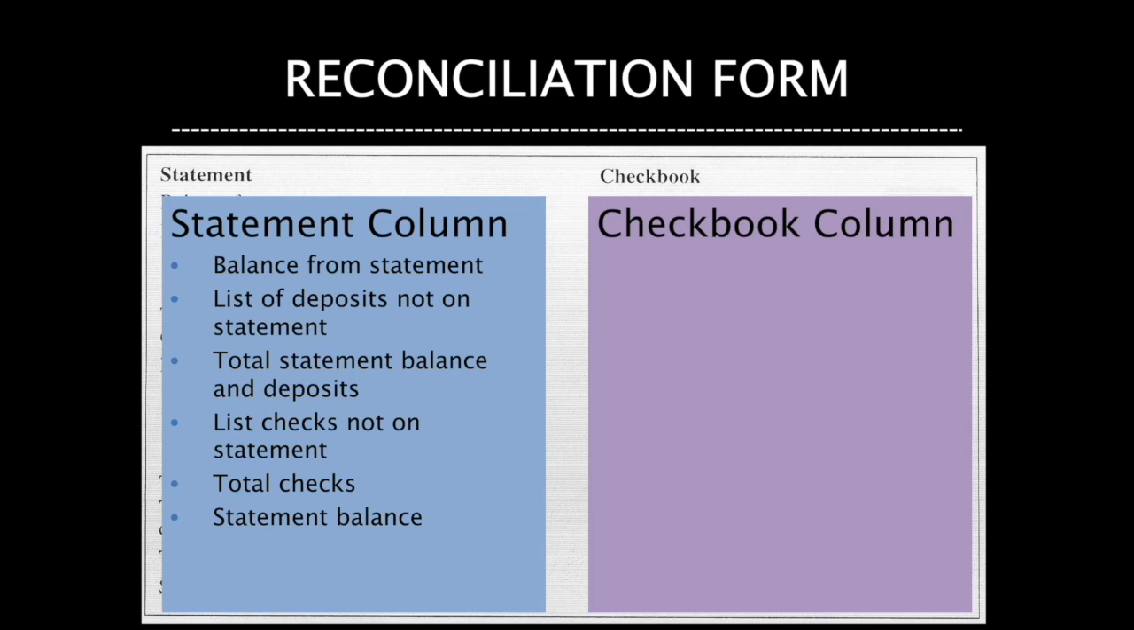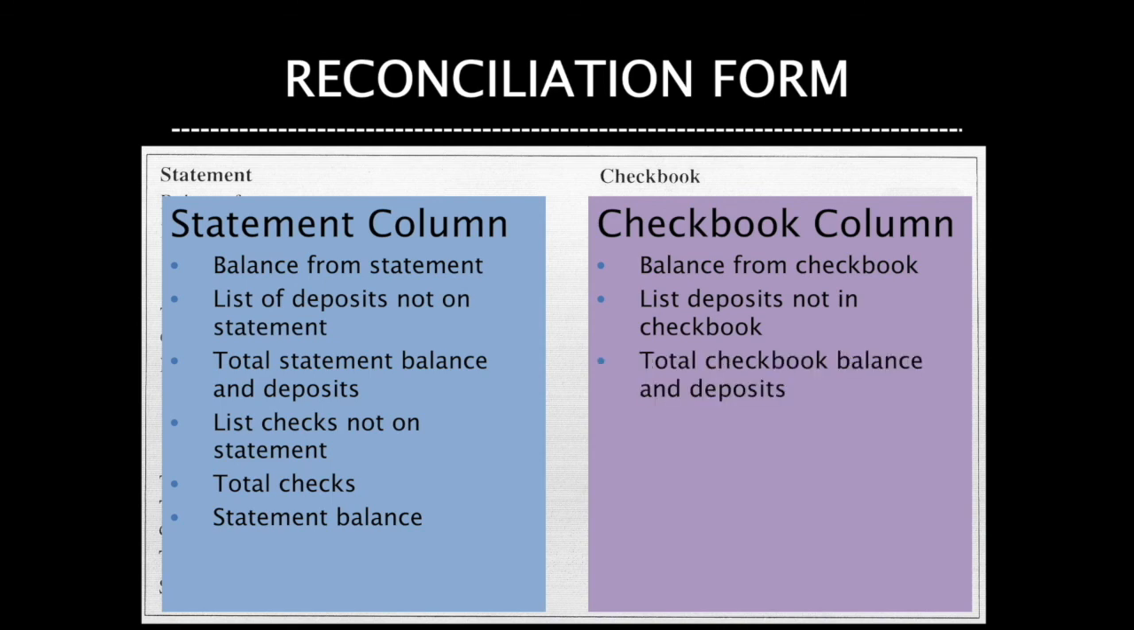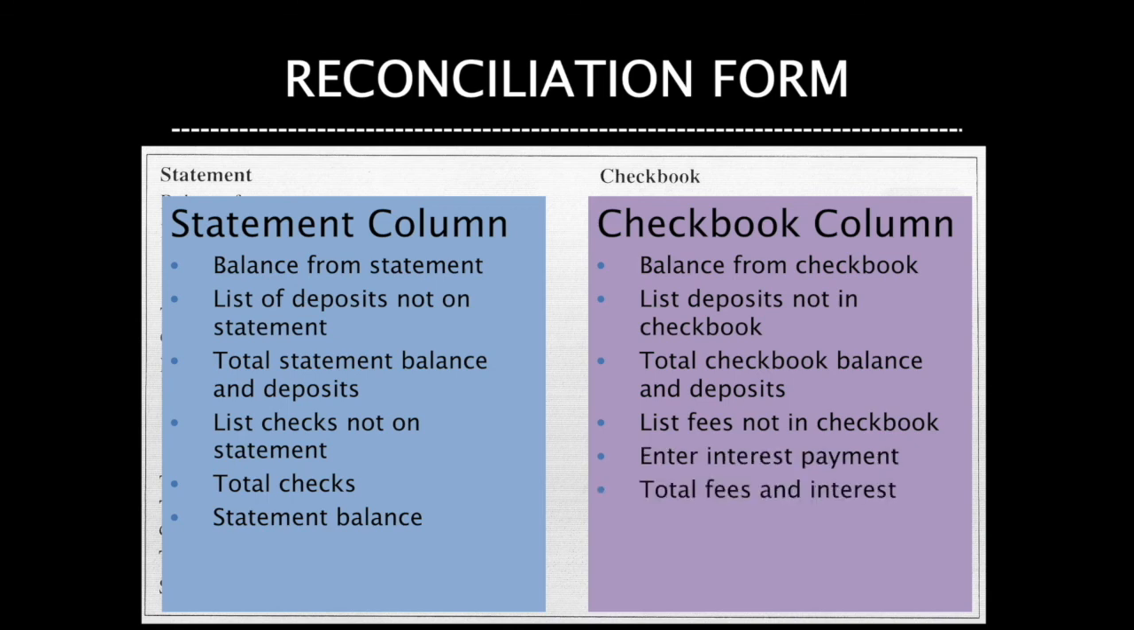On your checkbook side of your reconciliation form, you're going to include things like your balance from your checkbook, deposits not in your checkbook, your checkbook balance and deposits, fees not in the checkbook, if you've earned any interest, and the total fees and interest, along with your checkbook balance.